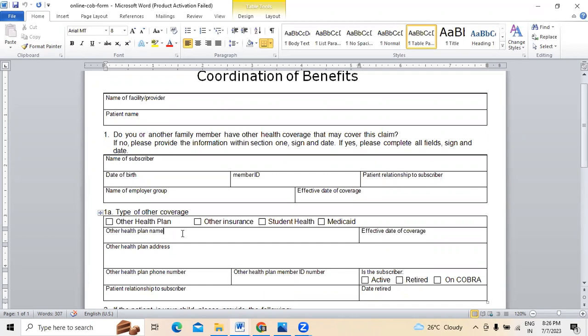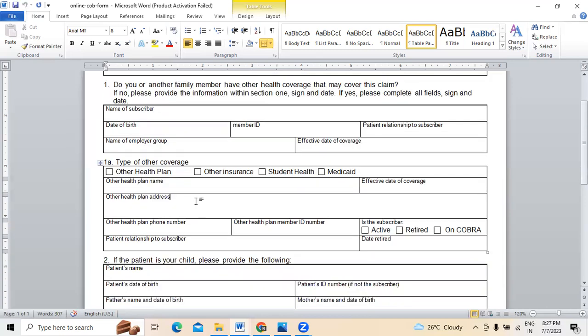Of course, the effective date of coverage. Followed by this, the health plan address, whichever address the health plan has. I'm talking about a person who has a health insurance plan; those details have to be updated here. Followed by this, we need to mention the contact details of the people.